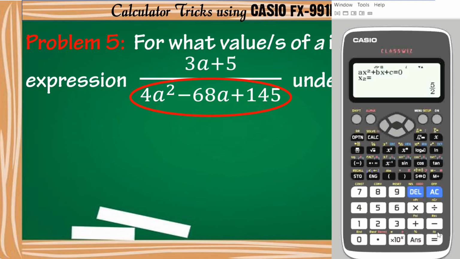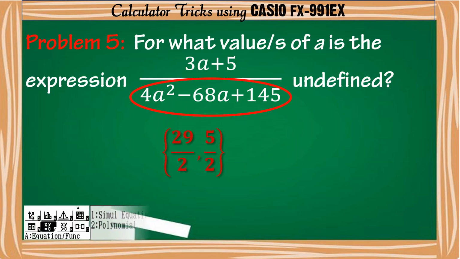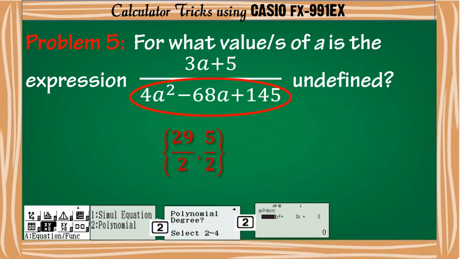If we continue pressing, we will get minimum value of x and minimum value of y. But we do not need that one. We only need the value of x sub 1 and x sub 2, which are the points that will make the expression undefined. So we'll have 29 over 2 and 5 over 2.